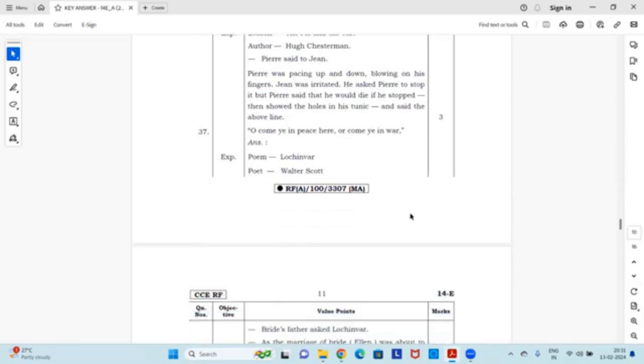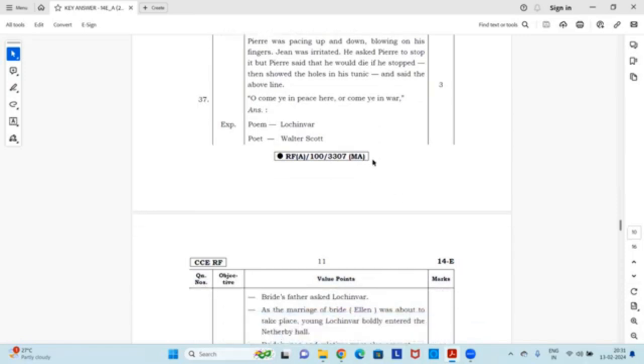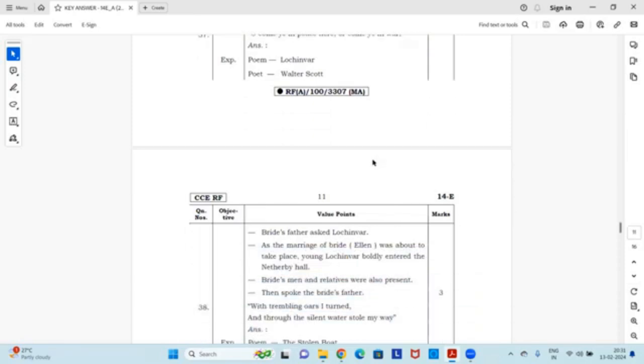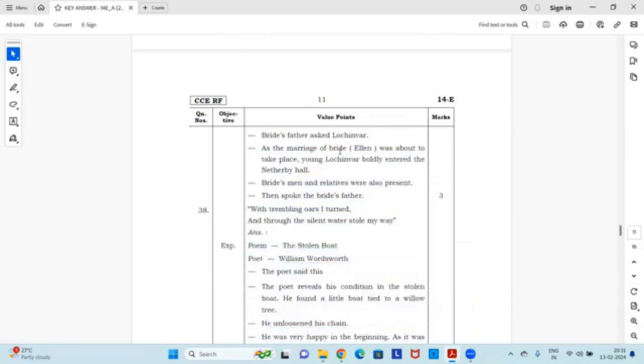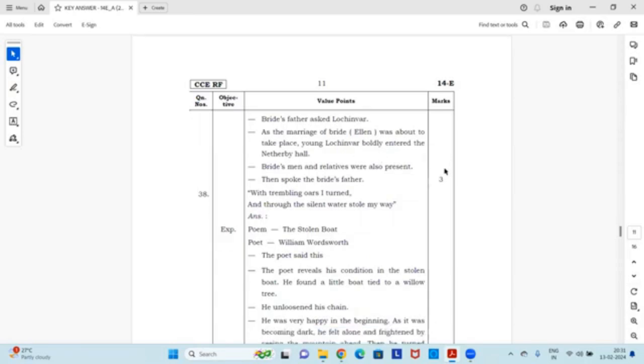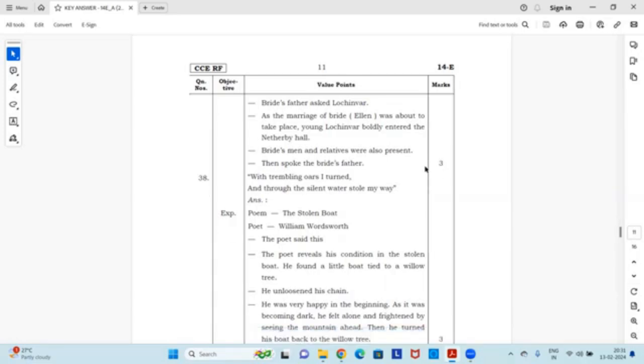Oh, come ye in peace here, or come ye in war. Now this line is taken from the poem Lochinvar. Poet is Walter Scott. The bride's father asked Lochinvar, as the marriage of the bride, that is Ellen, was about to take place, young Lochinvar boldly entered the Netherby hall. Bridesmen and relatives were also present. Then spoke the bride's father. Okay, so in that context, the sentence was said.